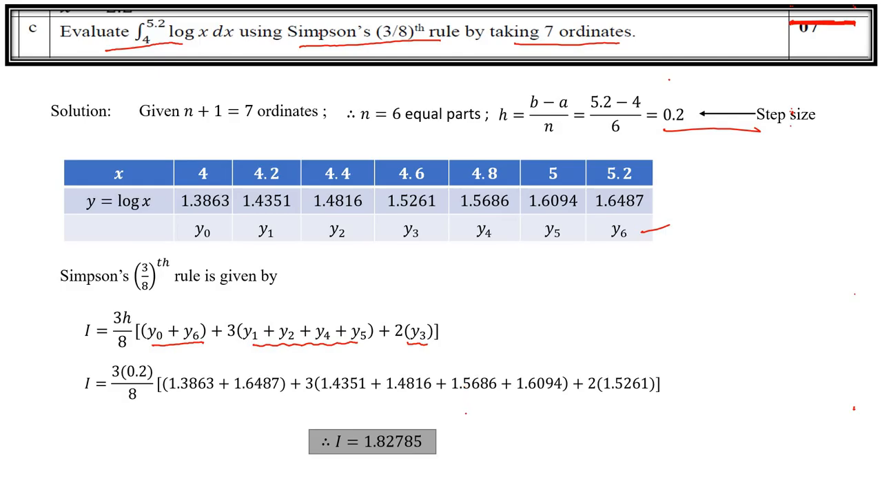This is the way of solving the integral problem by Simpson's 3/8 rule. By using your calculator, you can solve easily and score the marks easily. And also I have told you, for verification, you can directly find the integral value by just substituting the integral in your calculator. You will get an approximate answer.